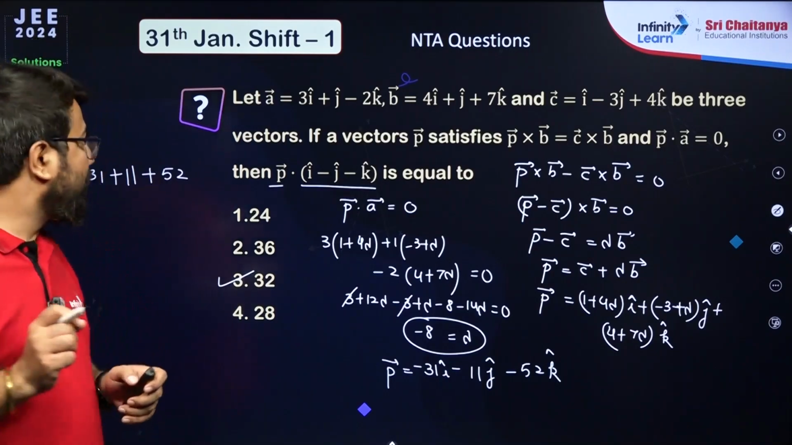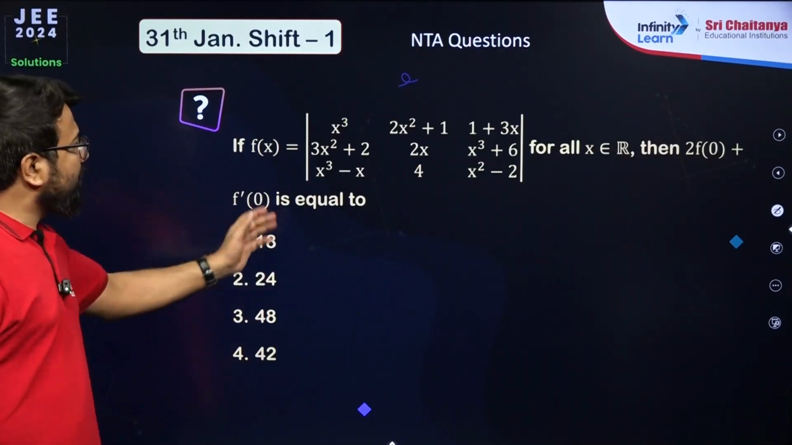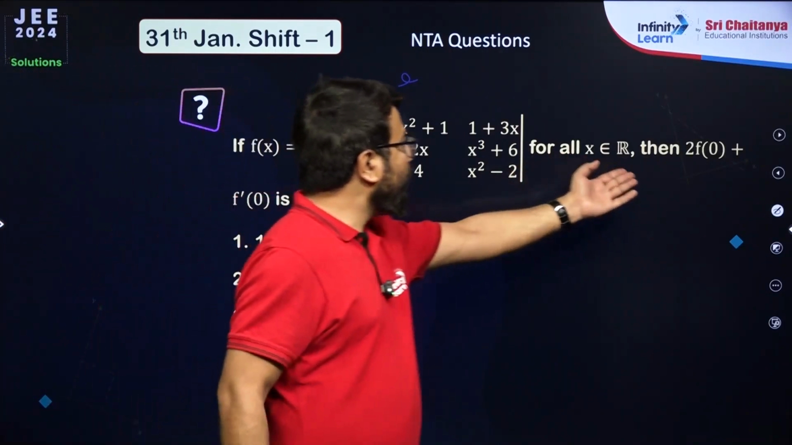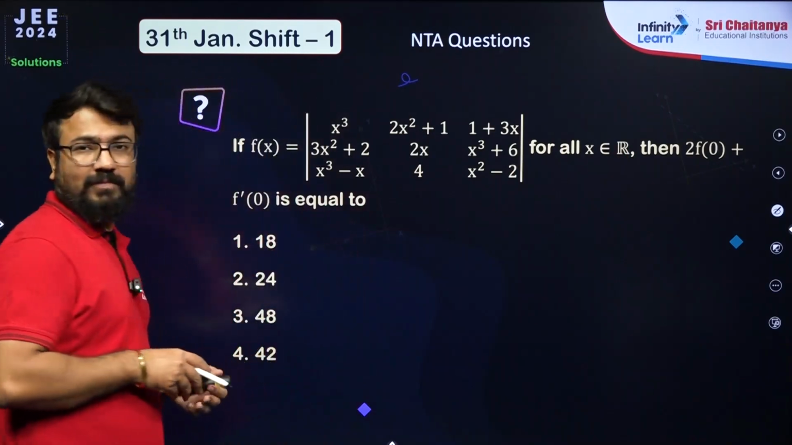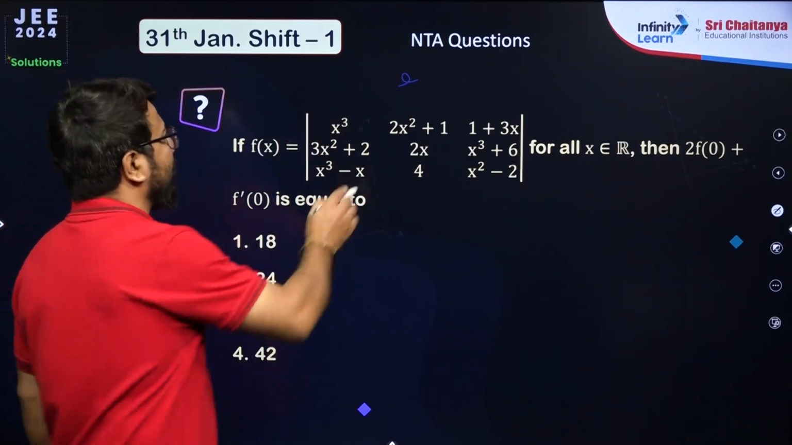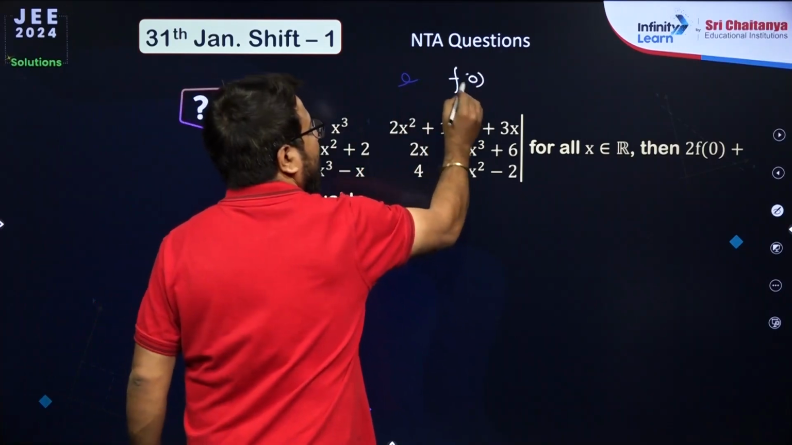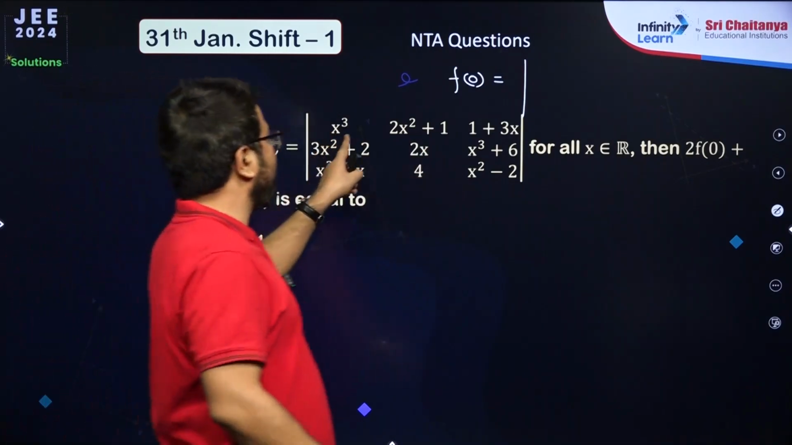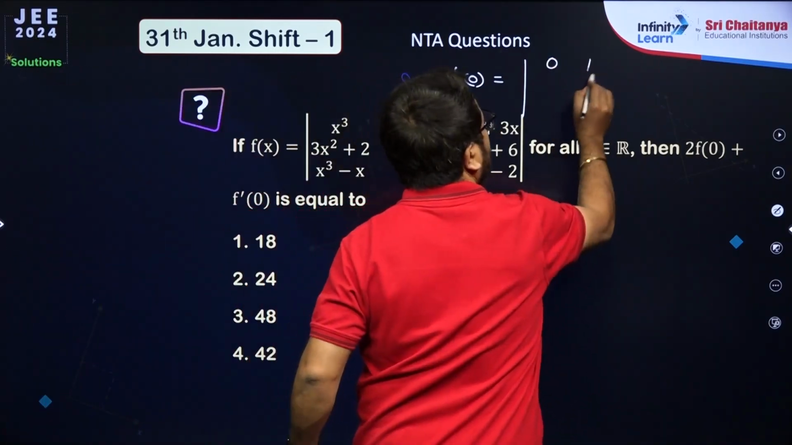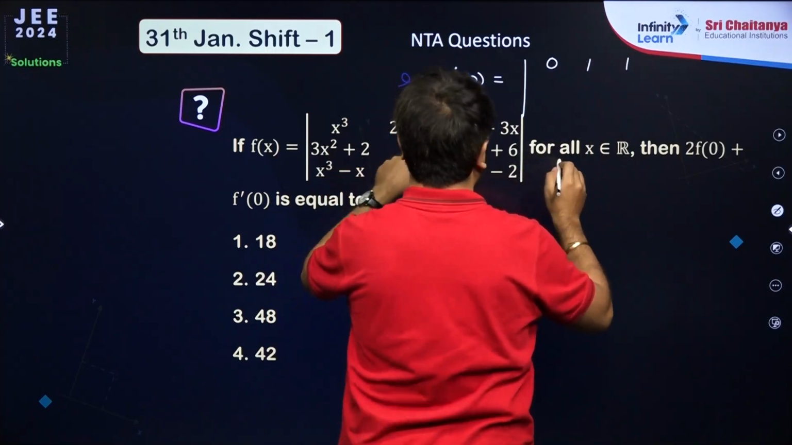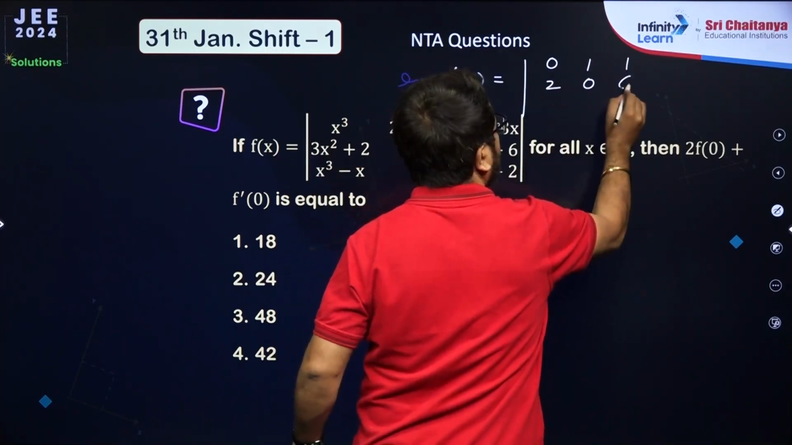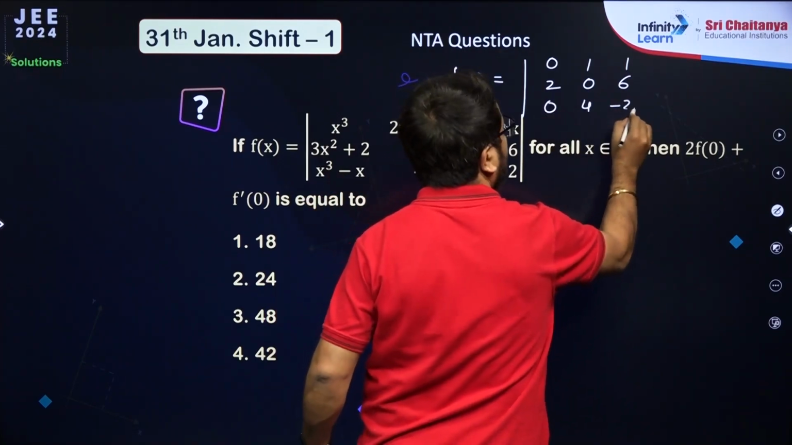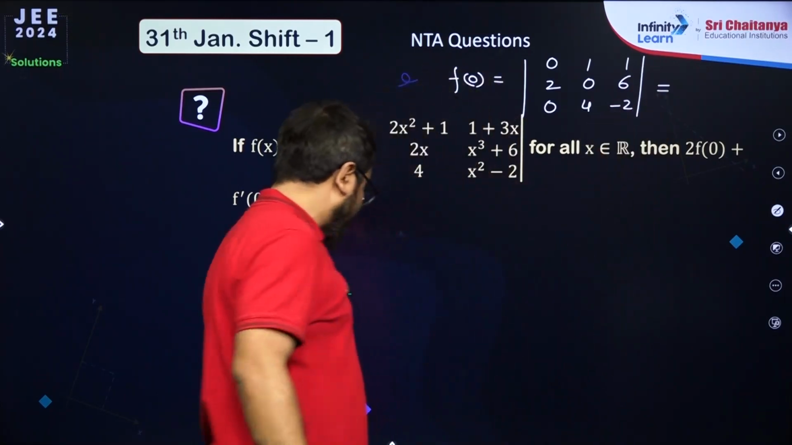Now we are moving ahead to the third problem. Here we have another question. A function is being expressed in the form of a determinant, and we want to get the value of 2f of 0 plus f dash 0. My dear students, it would be very easy for us to get the value of f of 0. That means wherever x is there in this determinant, I just need to replace x with 0. Here it is 0, 1, 1. Here it is 2, 0, 6. Here it is 0, 4, minus 2. And I will be able to solve this determinant.